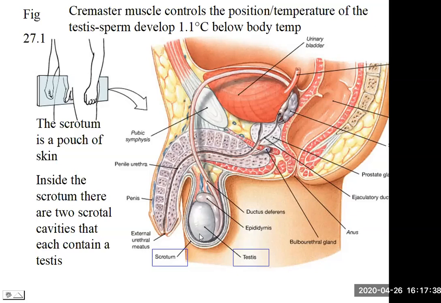And the need for this location is so that the testes, which are developing sperm, can be about 1 degree cooler than the average body temperature. And that temperature difference, that 1 degree cooler temperature, is vital for the creation of sperm cells. And the cremaster muscle can regulate the position and thus the temperature.